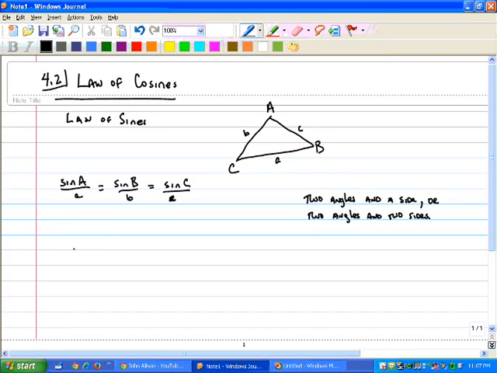Today we're going to learn the law of cosines, which we can use to solve triangles when we're given two sides and the included angle. That means the angle in between those sides, or when we're given three sides of a triangle.